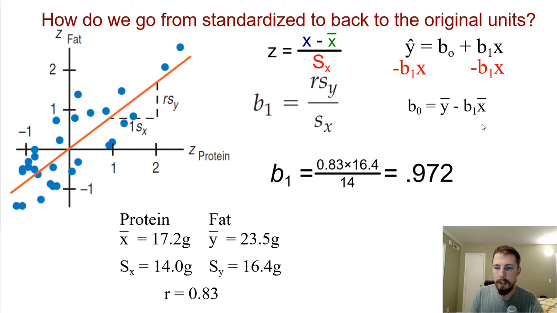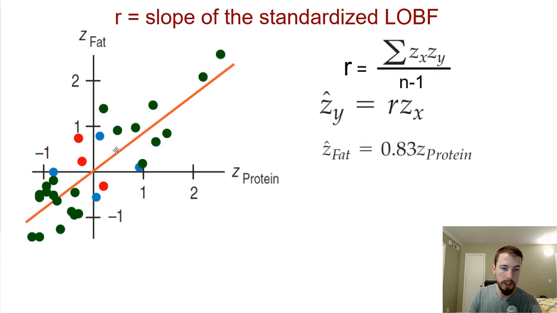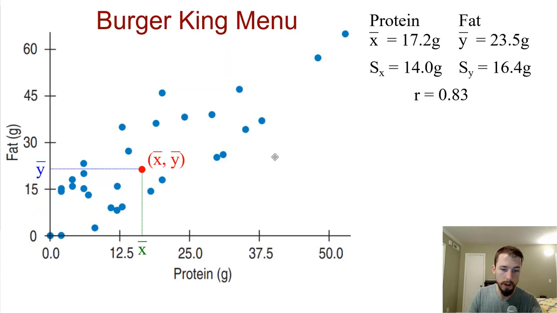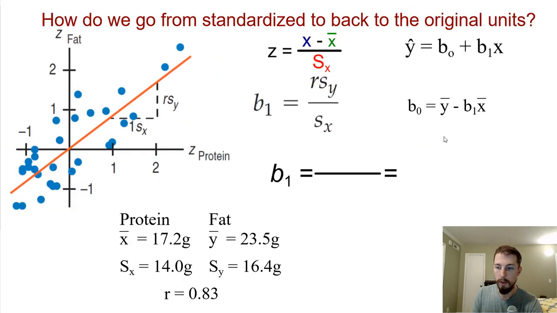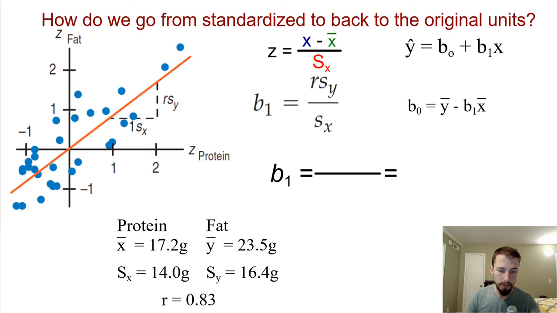Now this is actually being evaluated at the mean point, so we have to evaluate at a point. The only point that we know for certain is the 0, 0 for the z-scores, which is going to be the mean point here, right? Which is going to be the 17.2 and the 23.5. So we evaluate those points, and I'll put that in the calculator and we'll see what we get.